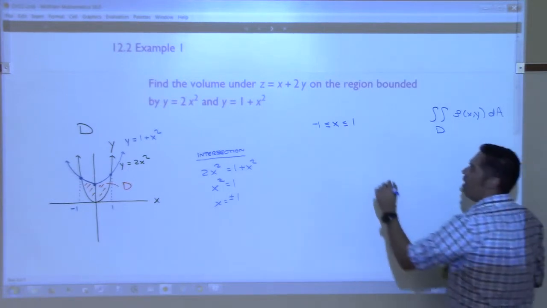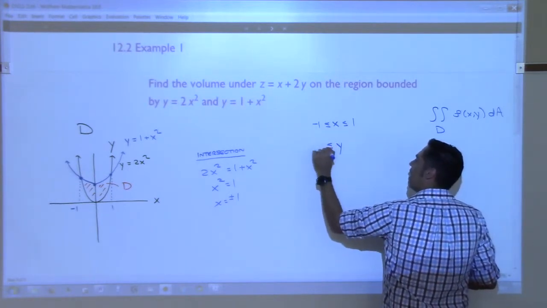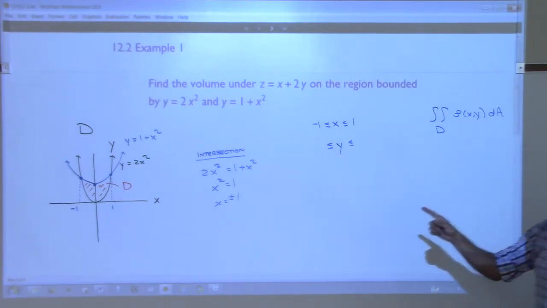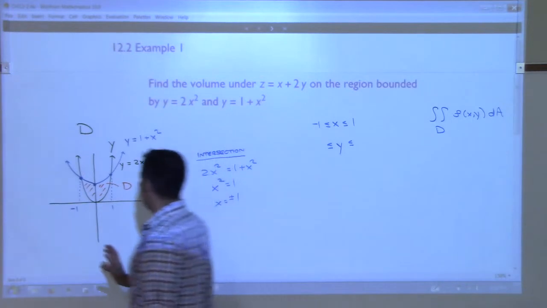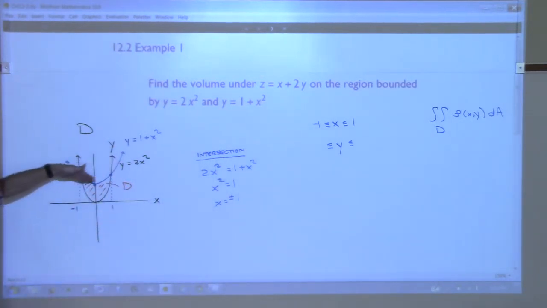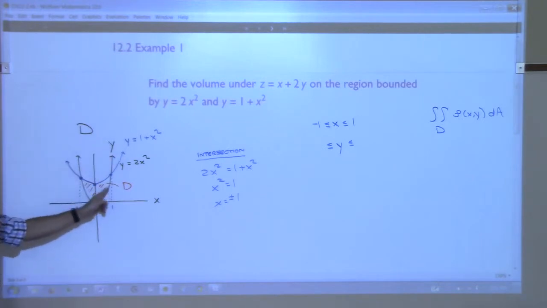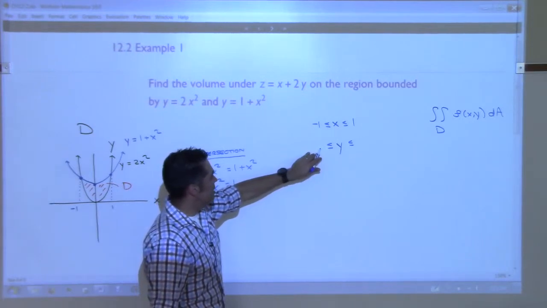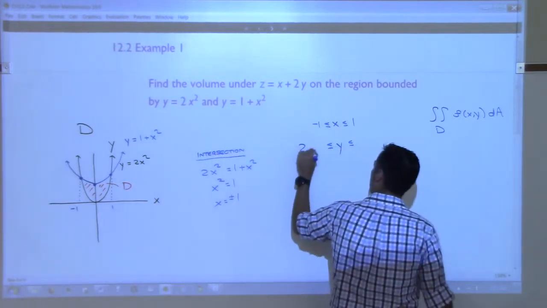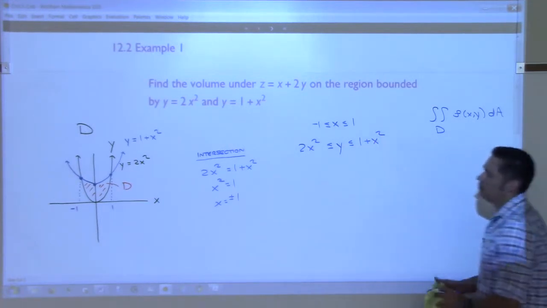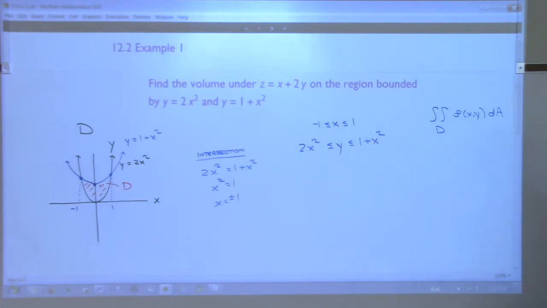Now what about my y? My y is bounded between where and where? Those two curves. But you have to make sure that you get the correct one on top and the correct one on bottom. So the blue one is the upper bound, and the black one is the lower bound. The lower one is going to be 2x squared, and the upper one will be 1 plus x squared. Questions?